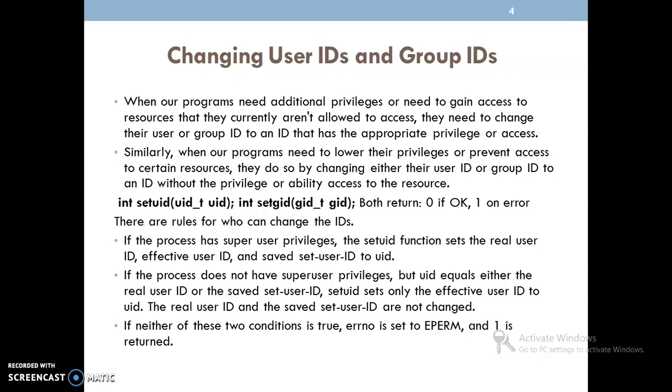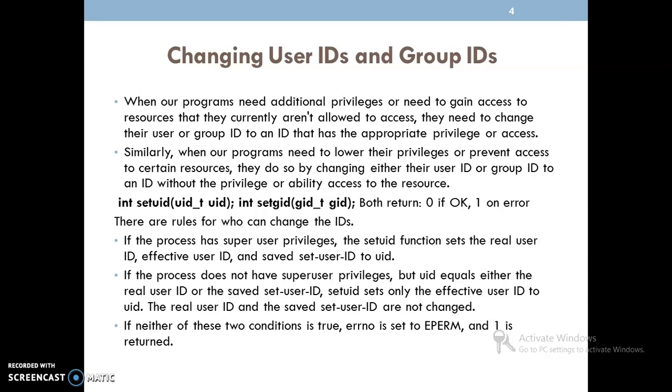Similarly, one more point: when our programs need to lower their privileges or prevent access to certain resources, they do so by changing either the user ID or group ID to an ID without the privilege or ability to access the resource. That means we want to put restrictions on some resources. This resource can be accessible only with super user privileges, say for example. So in that context, we need to change the user ID and group ID. For that concern, we are using two APIs. One is the setuid function. One more is the setgid function.